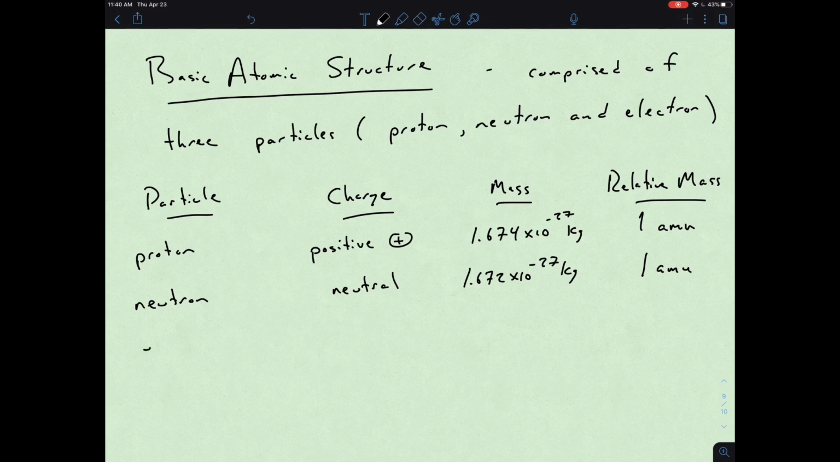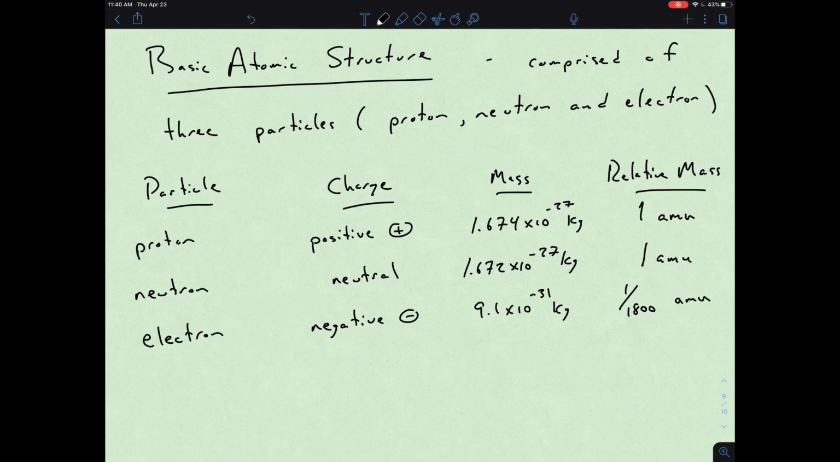And then lastly, we have the electron. The electron is negative, and we find a big difference in mass here, 9.1 times 10 to the negative 31st kilograms, and that would be technically 1/1800ths of an AMU.